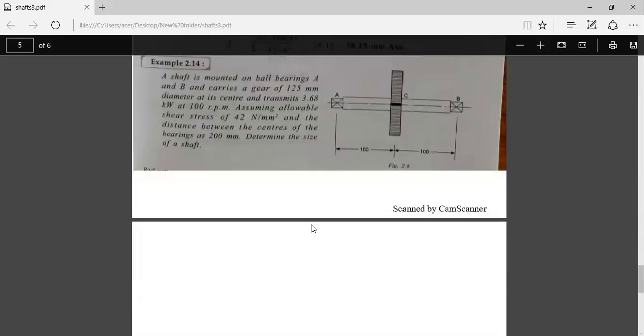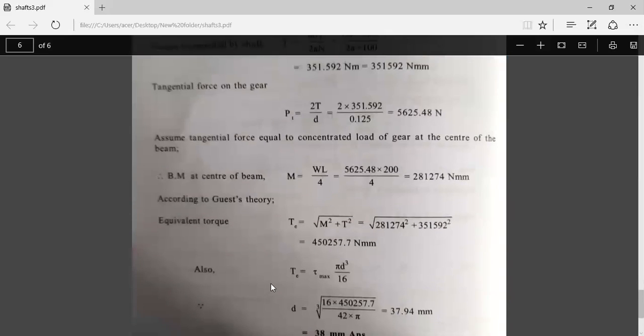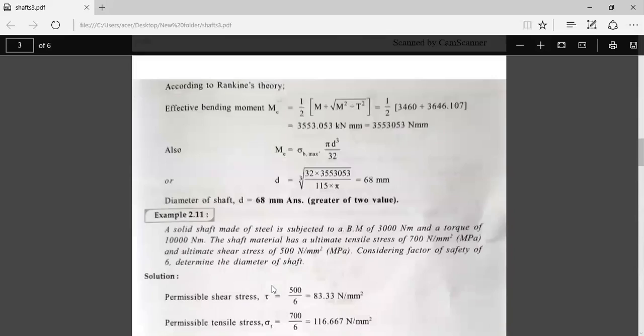right? In the similar way, next problem also you can solve, right? So with this, I am concluding today's session.